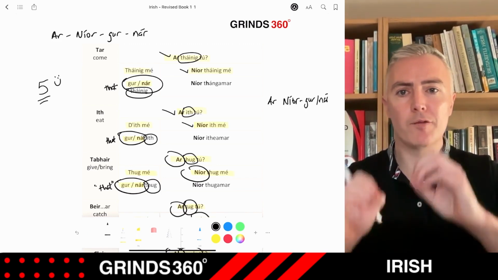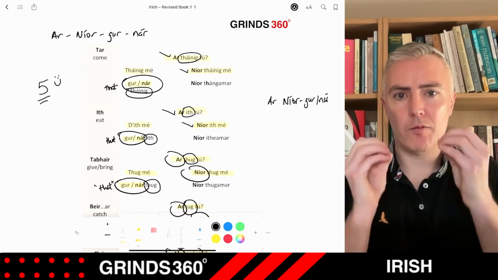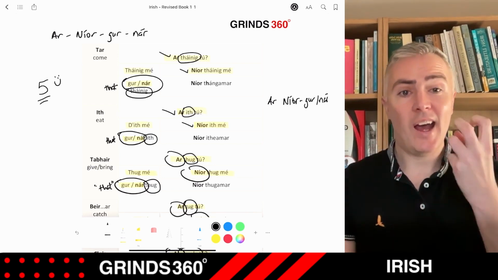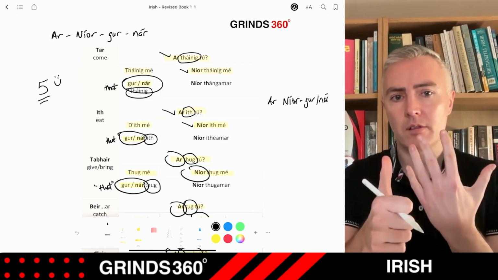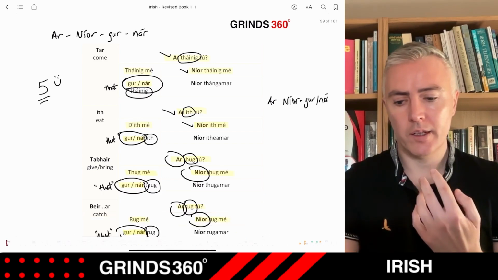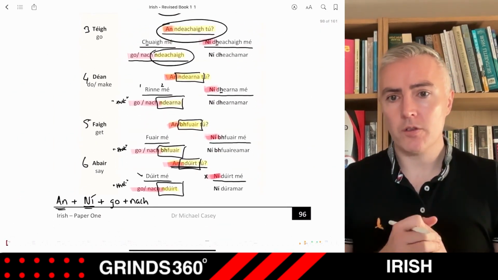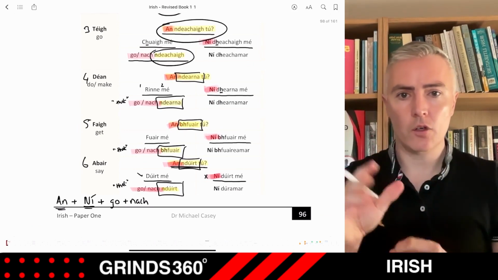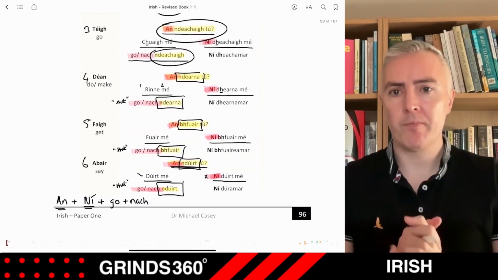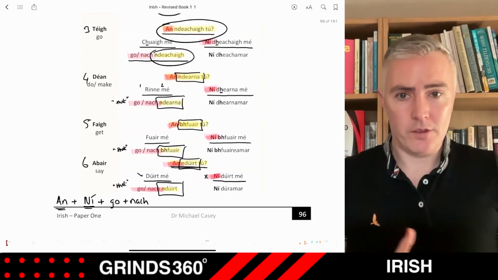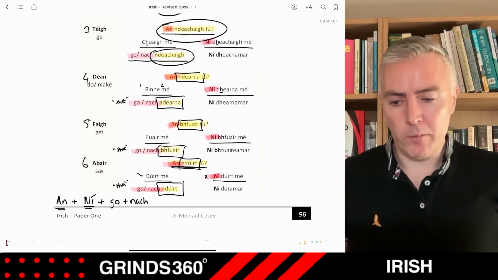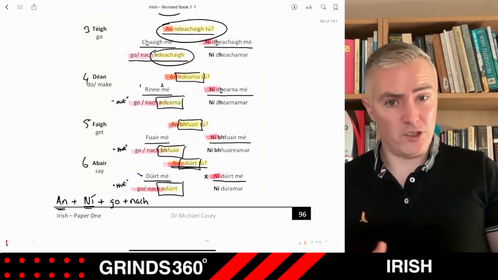Use that rule for every single verb in the Irish language except 6 verbs in the past tense, which don't use the particles "ar" and "níor". They use "an", "ní", "go" and "nach". So think about it this way. I want to do the past tense in Irish. Irregulars are going to come up, but there's a pattern and there's a logic.